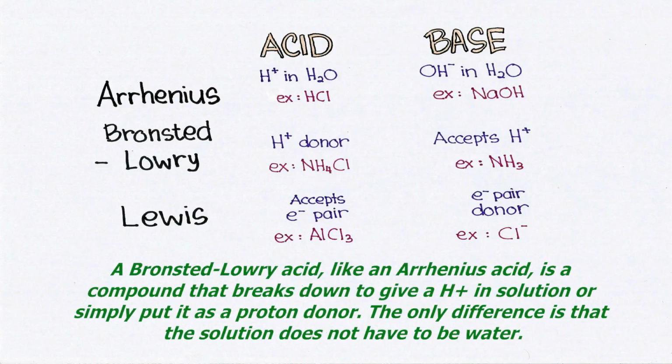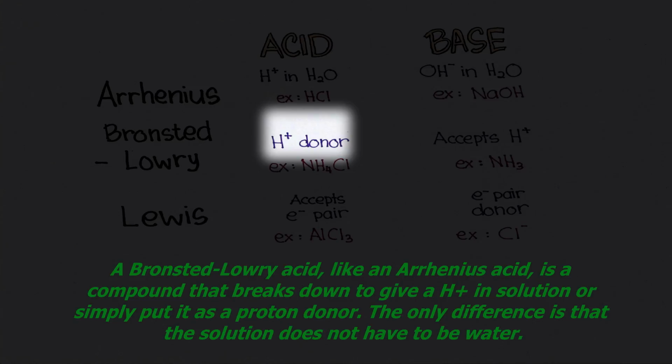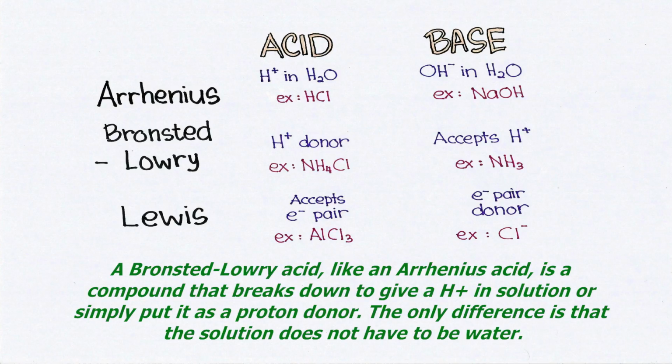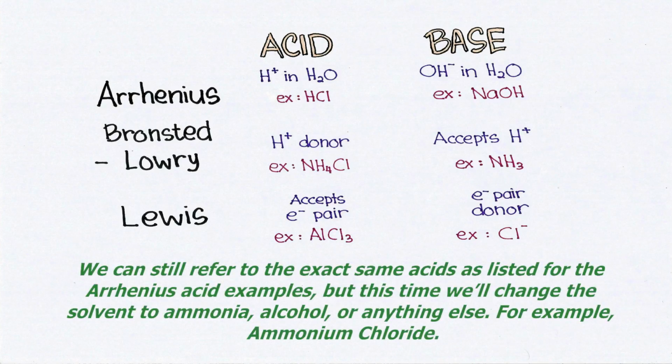A Bronsted-Lowry acid, like an Arrhenius acid, is a compound that breaks down to give an H plus in solution, or simply put, a proton donor. The only difference is that the solution does not have to be water. We can still refer to the exact same acids as listed for the Arrhenius acid example, but this time we'll change the solvent to ammonia, alcohol, or anything else.